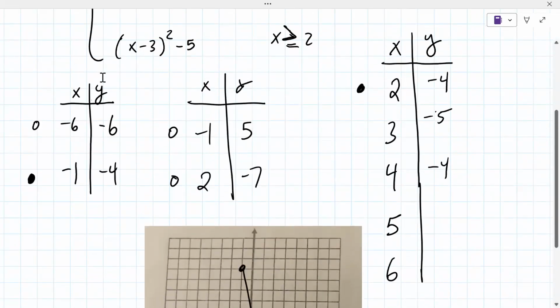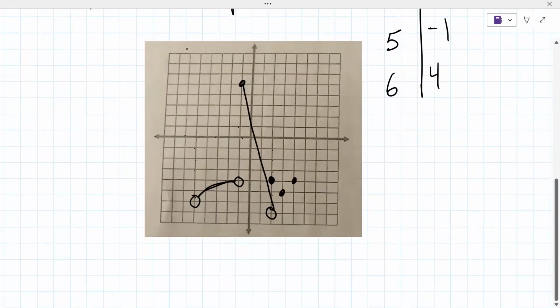You can see it now on the screen. So -1 and 4. Did I do that right? Hold on. Yep. Good. 5, -1 here, 6, 4, 1, 2, 3, 4. So we've got a better sense now of what's happening.